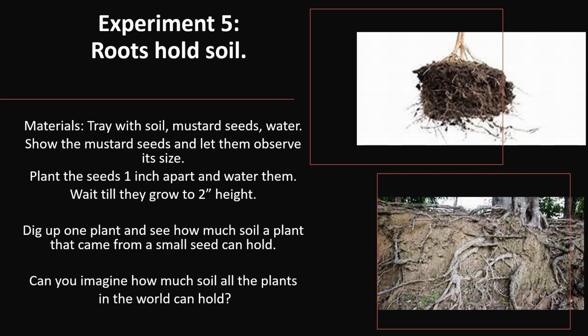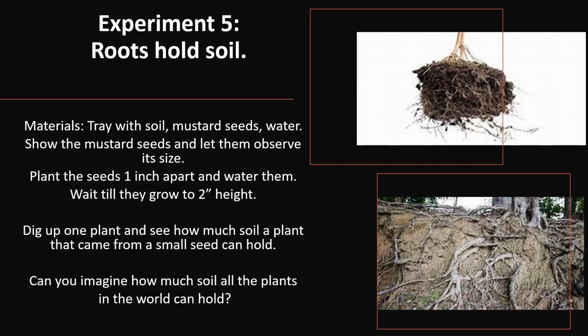Experiment 5. Roots hold soil. Materials are tray with soil, mustard seeds and water. Show the mustard seeds and let them observe its size. Plant the seeds 1 inch apart and water them. Wait till they grow to 2 inch height.